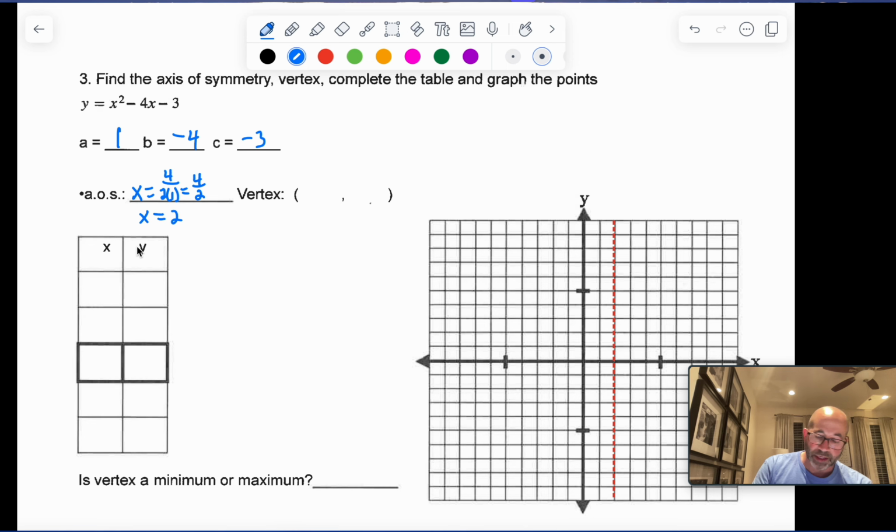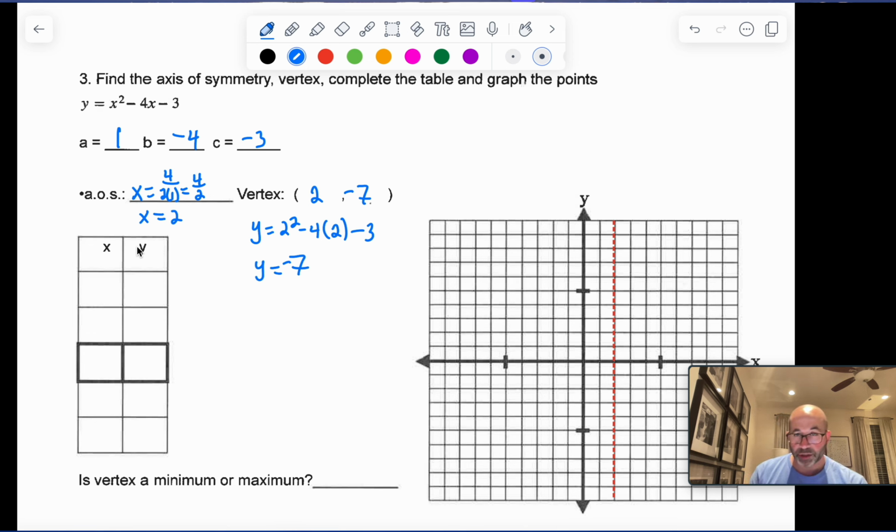When we take that 2 and plug it into our function, we'll get y is equal to 2 squared minus 4 times 2 minus 3. So we are going to end up with y is equal to a positive 7. I'm sorry, a negative 7. My apologies, negative 7. So we're going to be at 2, -7 for the vertex.